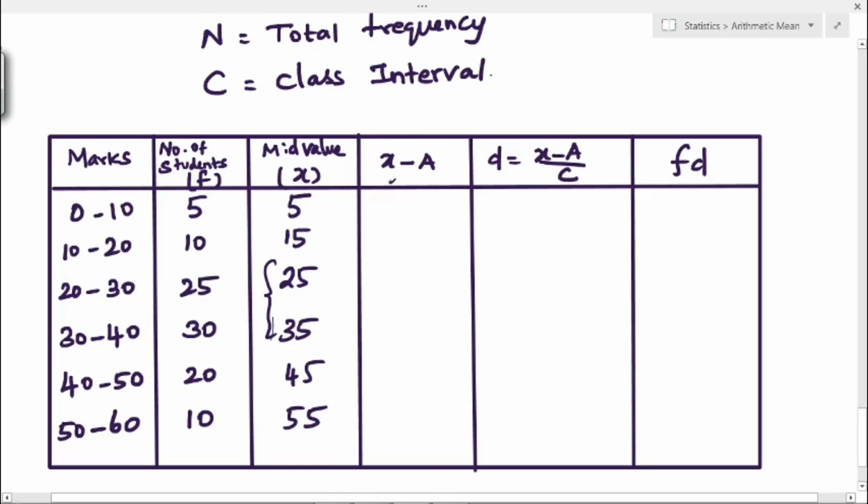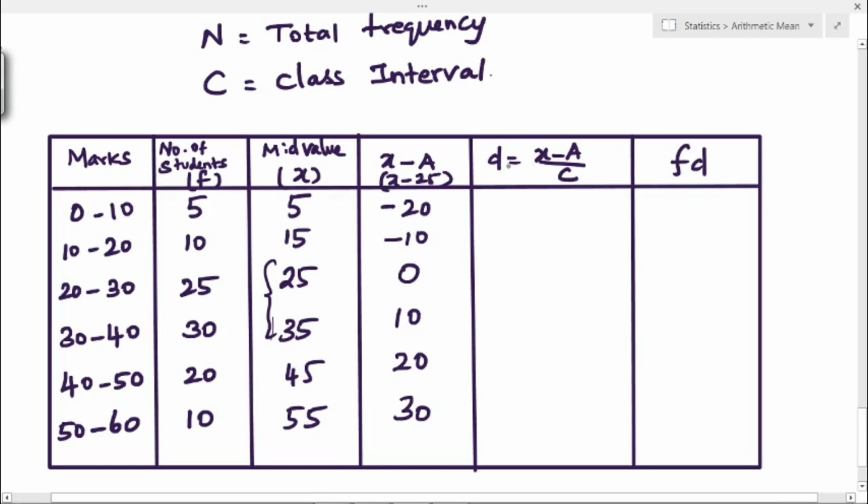So this is x minus 25. The first value, x is 5. So 5 minus 25 is minus 20. Next x is 15, 15 minus 25, minus 10. Next is 25, so 25 minus 25 is 0. Next x value is 35, so 35 minus 25 is 10. Next x value is 45, 45 minus 25 is 20. And next x value is 55, so 55 minus 25 is 30.